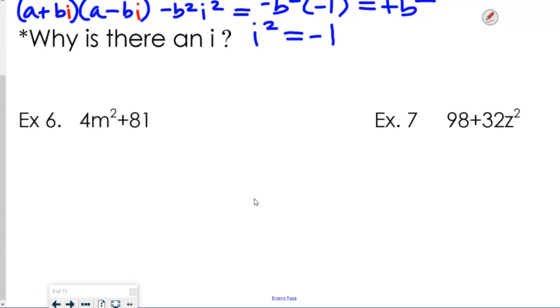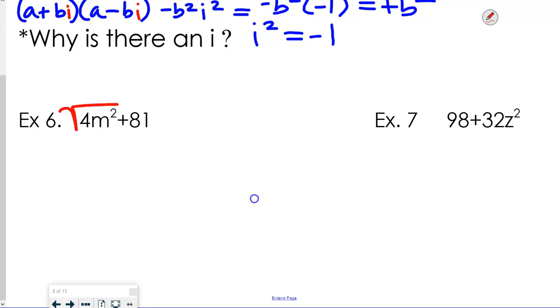All right, so here we go again. Now what we want to ask ourselves first here is, is there a GCF? So does 4 go into 81? Does 2 go into 81? No and no.